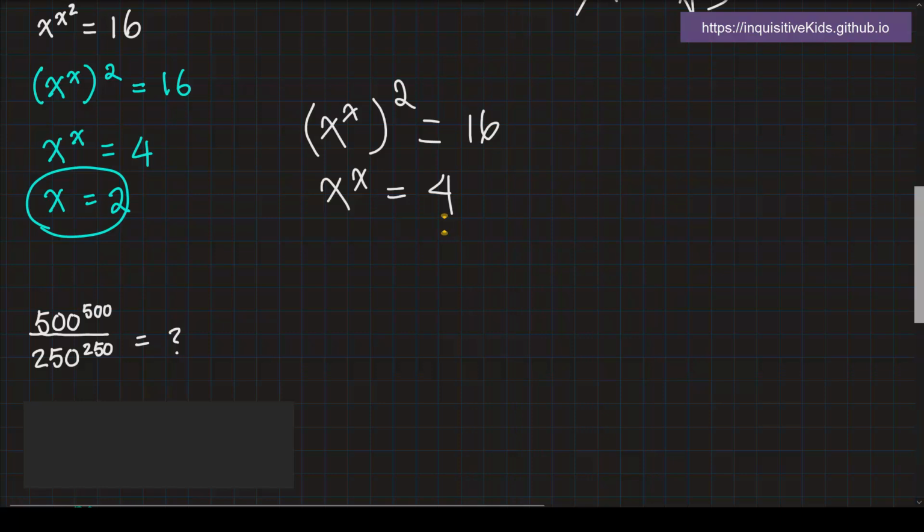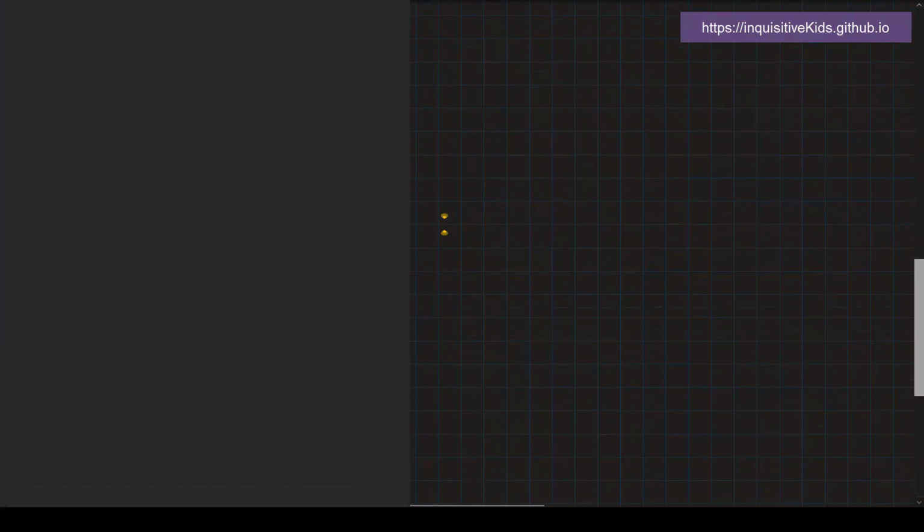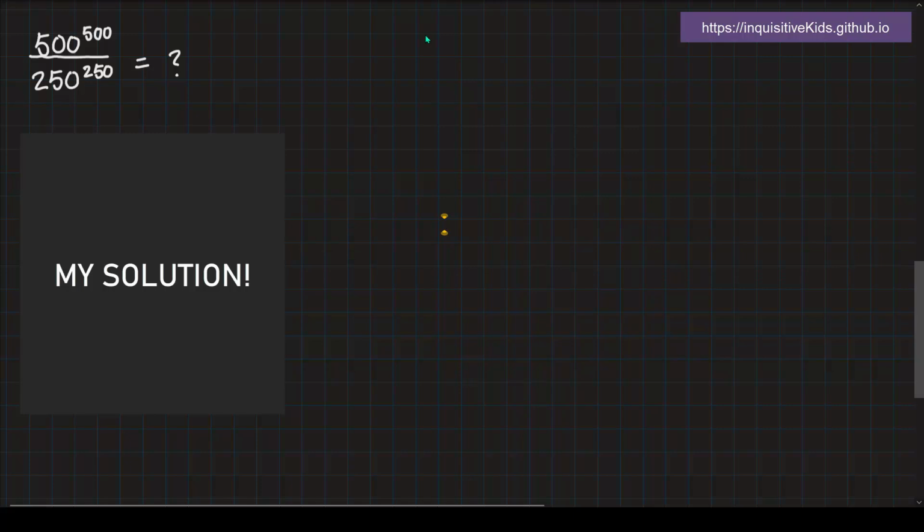Now for the final problem. 500 to the 500th power over 250 to the 250th power is equal to what? So in here, you're being asked to simplify this expression. Again, pause the video if you would like to solve this on your own first.